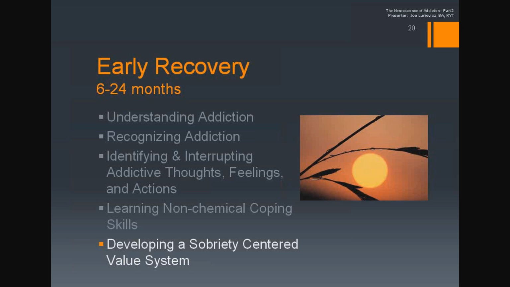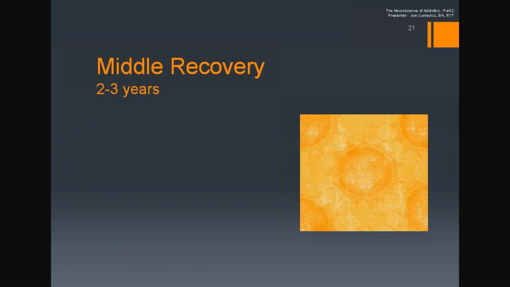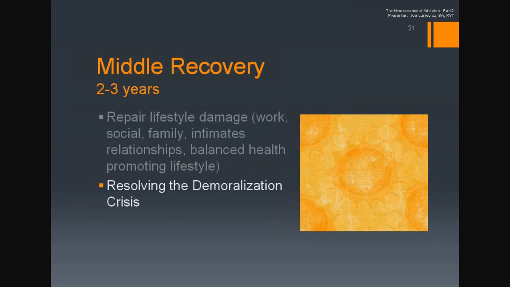So developing a sobriety-centered value system, back on track. So these are early recovery, 6 to 24 months. And then we've got middle recovery. And what's the task of middle recovery? Well, it kind of begins with coming to terms with the amount of work that there still is to be done. It's sometimes called the demoralization crisis.